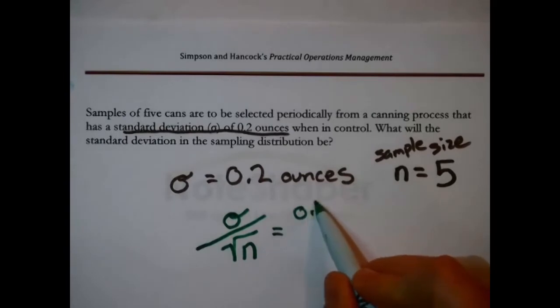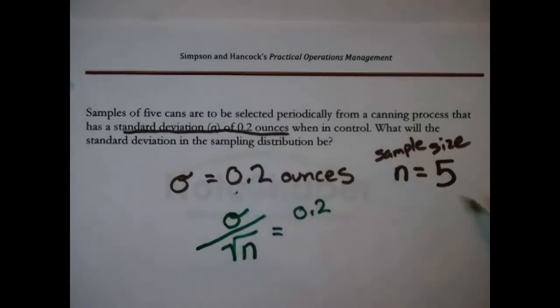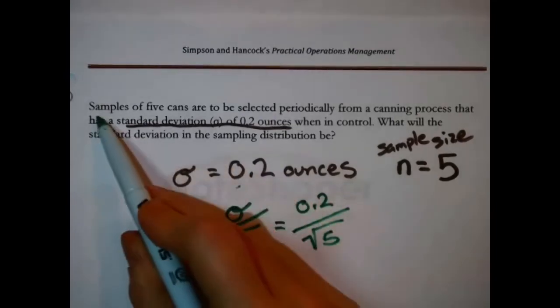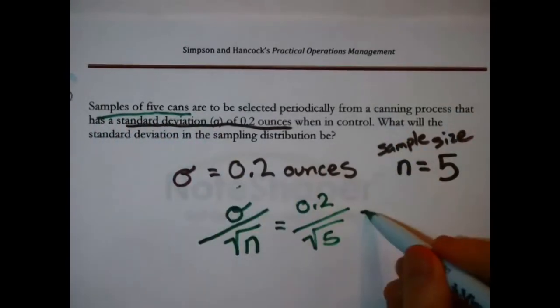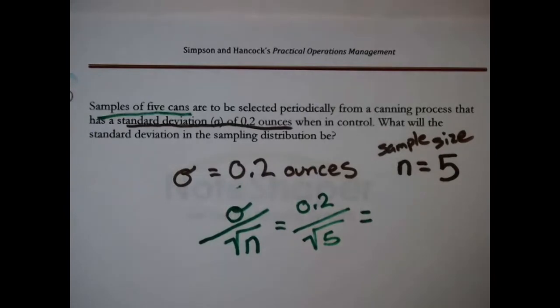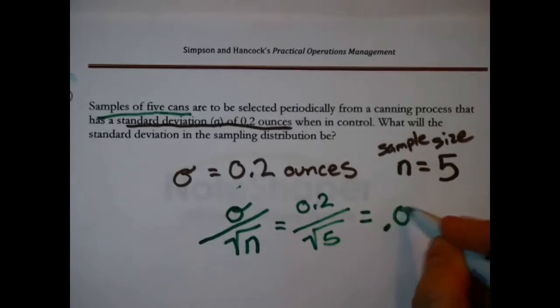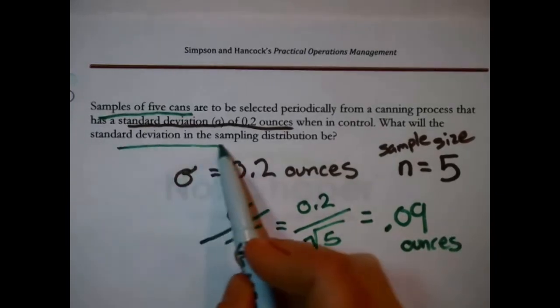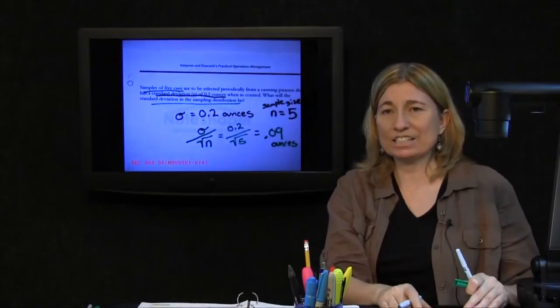So for our case, it would be the 0.2 from here, divided by the square root of 5 from up here. I did that on my calculator, 0.0894. I'm going to be lazy and round it to 0.09 ounces. That is the standard deviation in the sampling distribution.